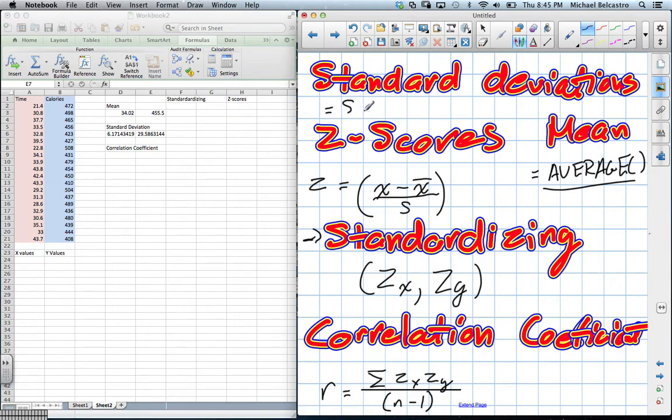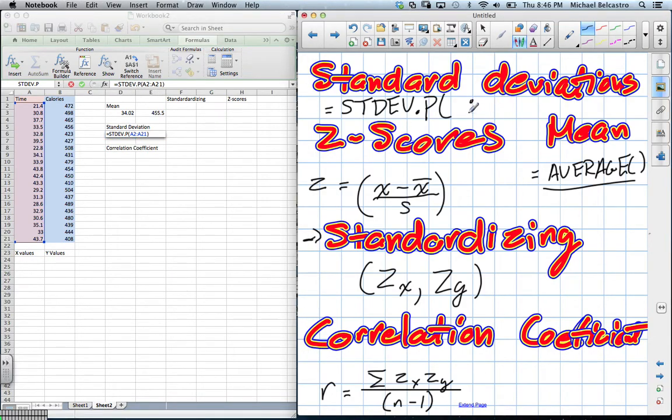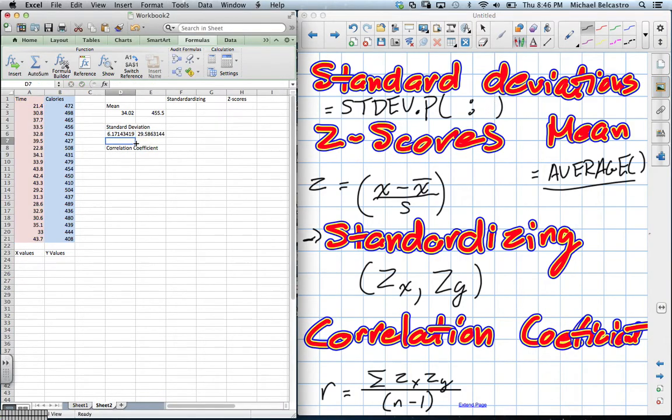Okay, so for standard deviation, we'll do him in black here. He's equal to STDEV.P. Okay, let's just double check that was the exact one. Yeah, STDEV.P, and then we write our array of numbers from where to where. Okay, so those are our two standard deviations. Those are already done.